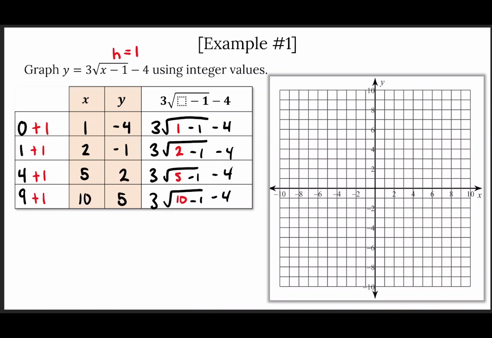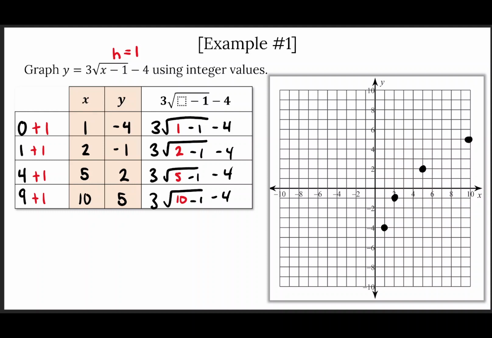And there's a certain pattern that goes along with that. You might recognize it as we go through here, but those are the x numbers that give us whole number y numbers on the output. We need to put those ordered pairs on the graph and draw this curve. First ordered pair is 1, negative 4, so right 1, down 4, right 2, down 1, right 5, up 2, and then 10, 5.